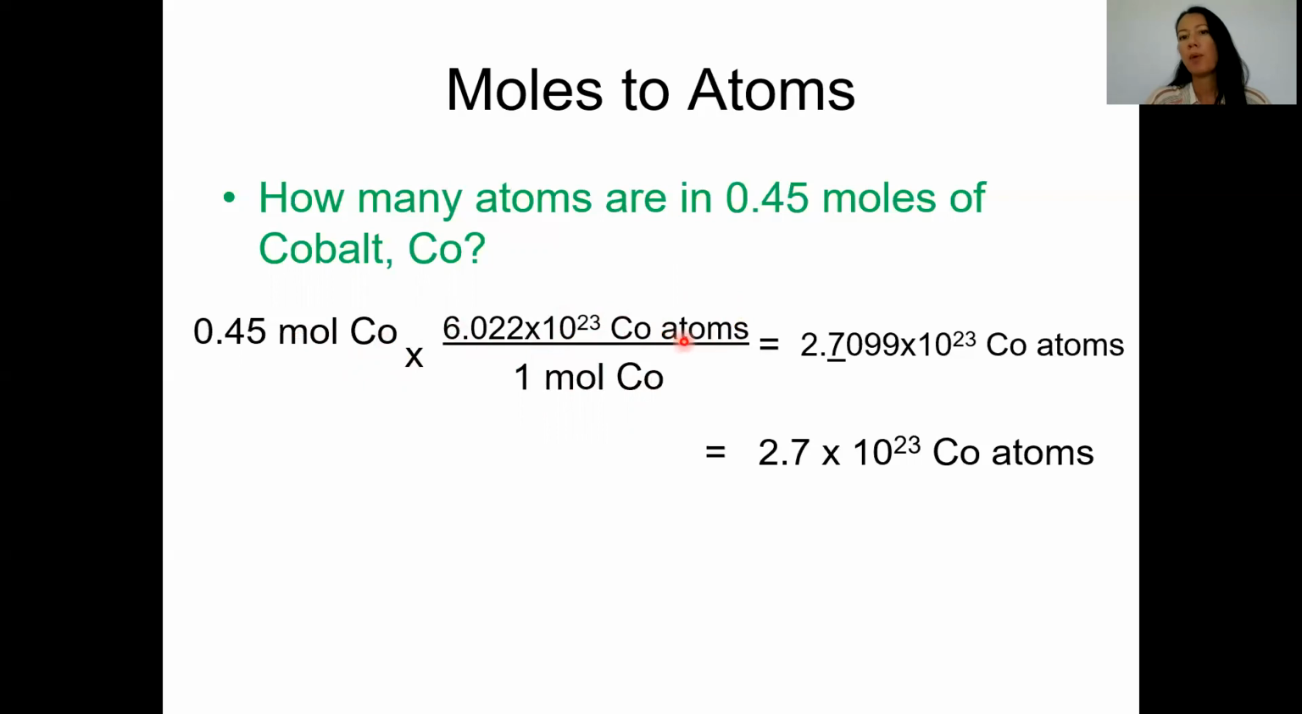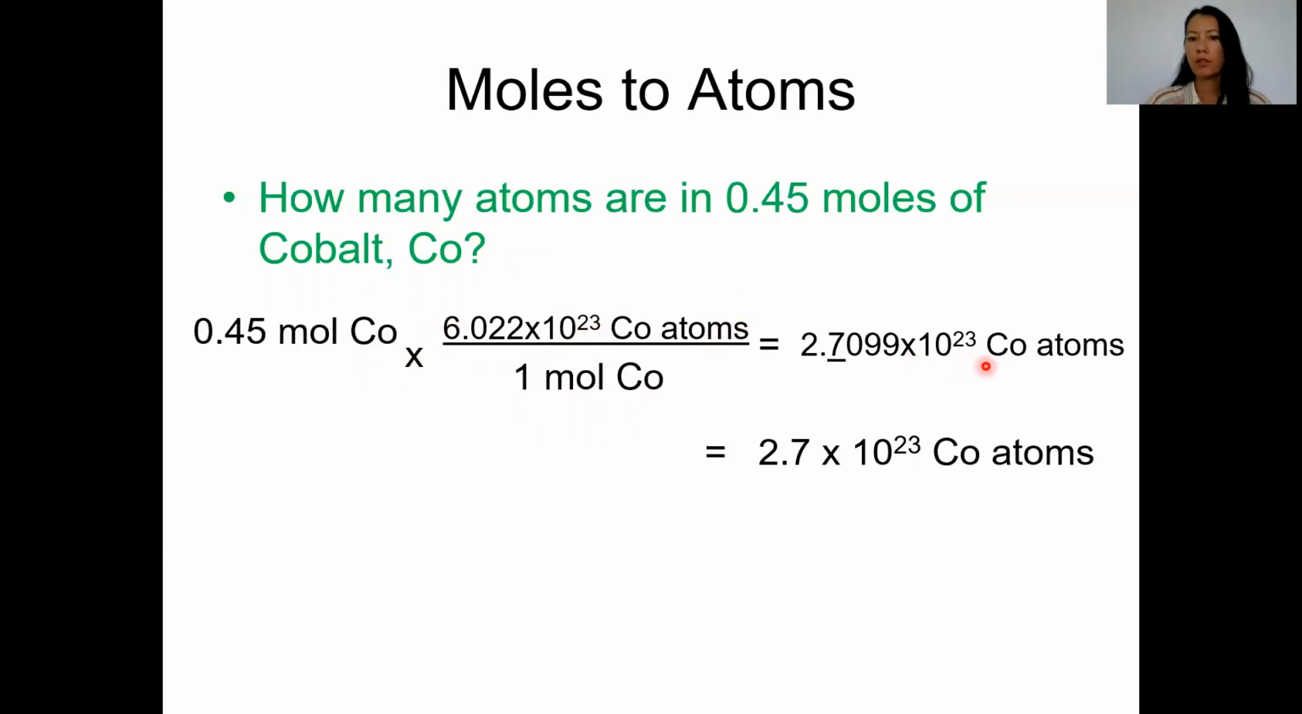Why the atoms and not molecules? Because cobalt exists by itself. Cobalt, it's not bound to a second cobalt like the halogens are, like F2, Cl2, or N2, O2, or H2. Those would be molecules. Go ahead and crunch your numbers.